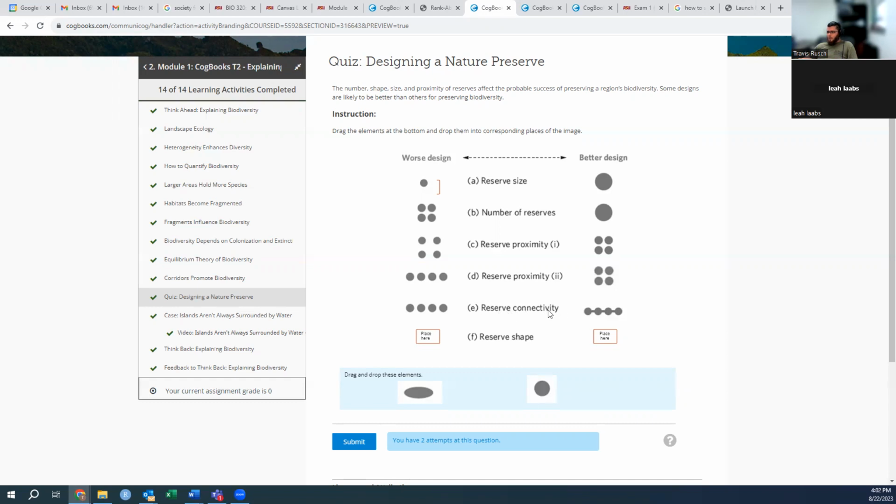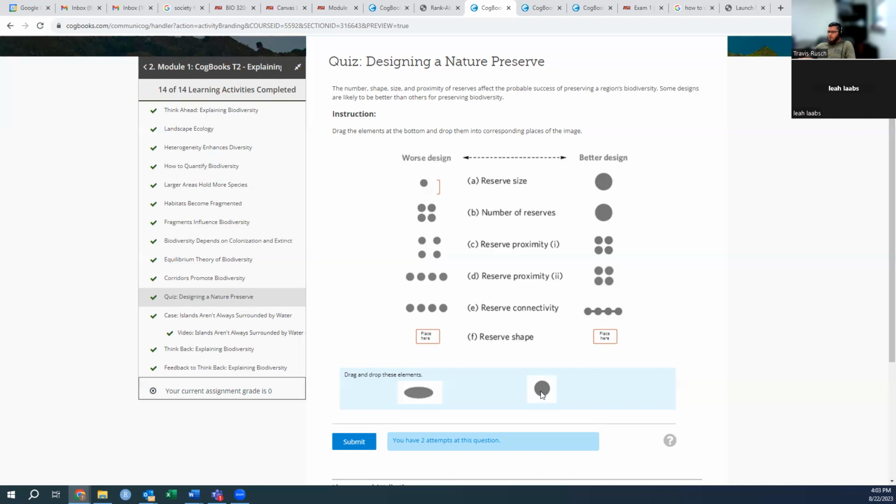And then this one we just answered for connectivity. So these are just 4 isolated patches, and these are 4 patches that have some type of corridor connecting them. So it's easier for them, again, to move between the different fragmented parts. And then for the F, we only have 2 shapes left, so we obviously know it's the oval or the circle. Which one is the better design, the oval or the circle?